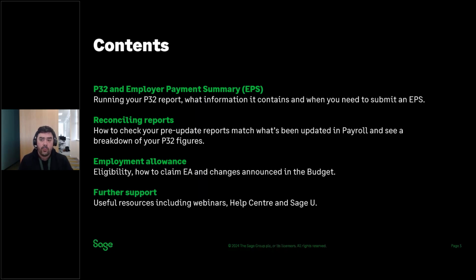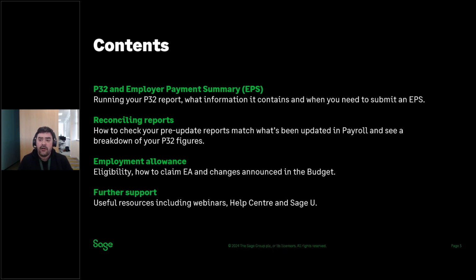So we're going to start with the P32 report and the Employer Payment Summary, or EPS submission. This forms part of our month-end checklist of 3 tasks that you must complete at the end of each month. So we'll have a look at the information on the P32 report and we'll explain how and when to submit an EPS.